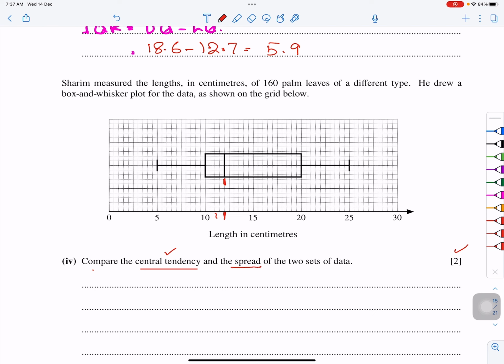I'm not writing it here, it will take time. When you're talking about spread, you're talking about the interquartile range, the range basically. So the interquartile range here is 5.9 for Ransha. And for him, you can see the upper quartile is 20 and the lower quartile is 10. So IQR is 10. So this is only 10 interquartile range and this is 5.9. So you can say the interquartile range of Ransha is lower than Sharem's. These are the two comments you will make here, just write in points, and that is sufficient.